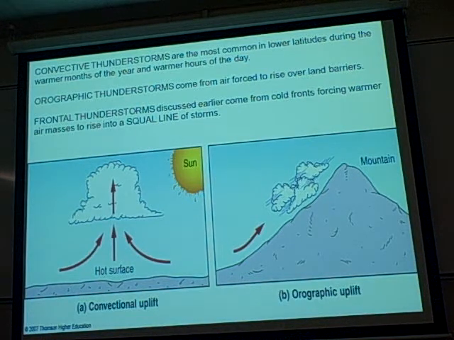Some good definitions of the different types of thunderstorms. So convective thunderstorms are the most common in lower latitudes. You got the hot surface, and so the air rises up and has moisture with it, humidity, and as it rises it cools off, and so it rains, right? Orographic thunderstorms are the ones that are on that side of a land barrier, such as a mountain. When it's forced to go up, it cools off, and you have a thunderstorm. And we already discussed frontal thunderstorms.